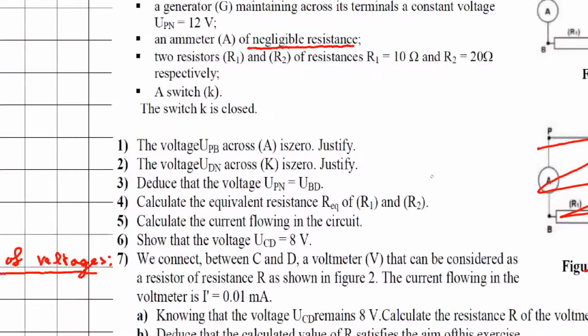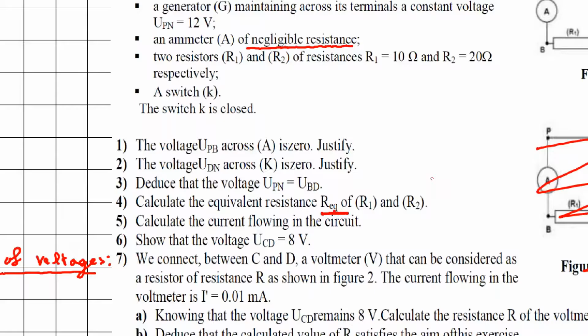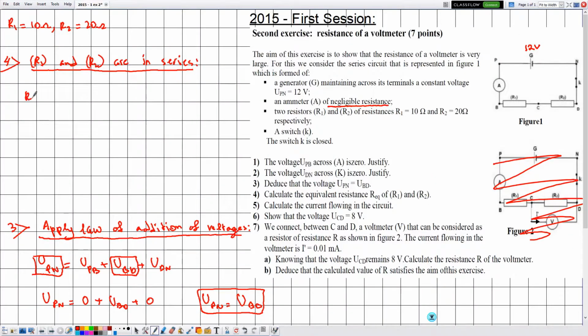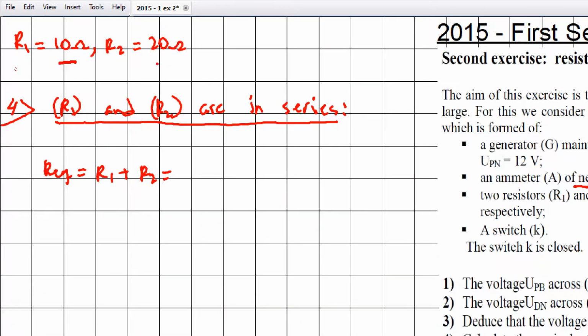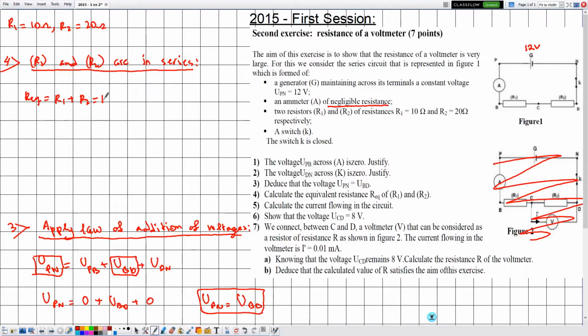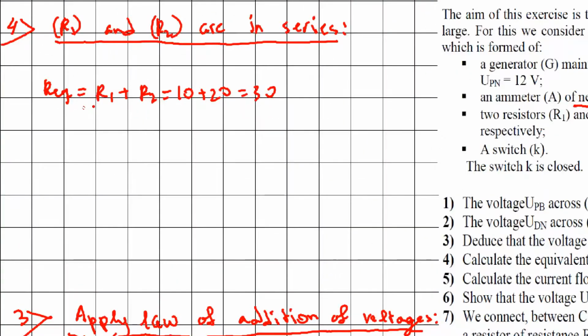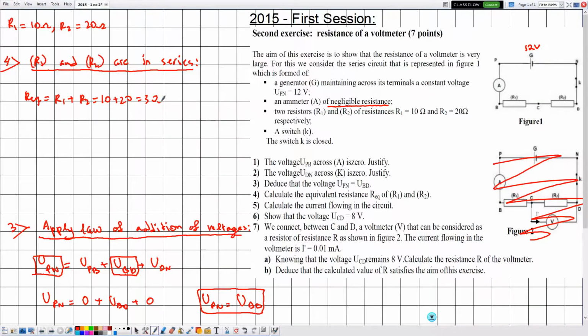Now the equivalent resistance, denoted by Req, is equal to the sum of the resistances because they are in series, then R1 plus R2. The value of R1 is 10 and the value of R2 is 20. Because R1 and R2 are in ohms, the value of Req will be in ohms. Then we have that Req is equal to 30 ohms.